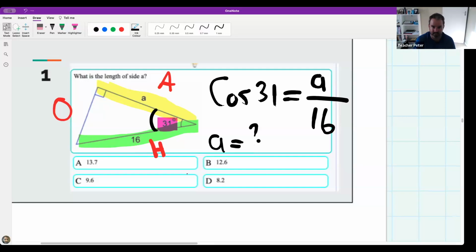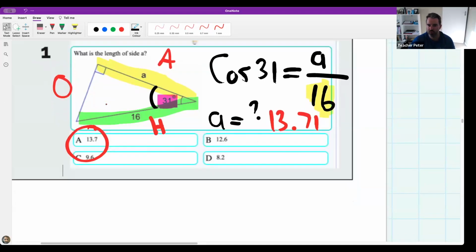We're going to have to get our calculators out here. So we're going to have to bring the 16 to the other side, and it becomes multiplied by 16. And we go 16 times cos 31. And in my calculator, I get 13.71, etc., which means the correct answer must be A.